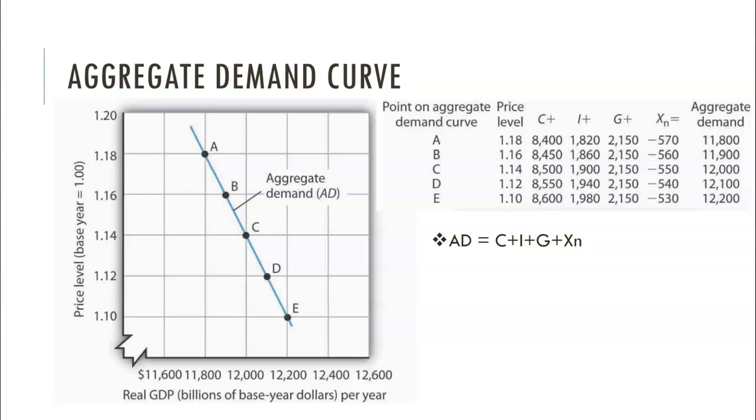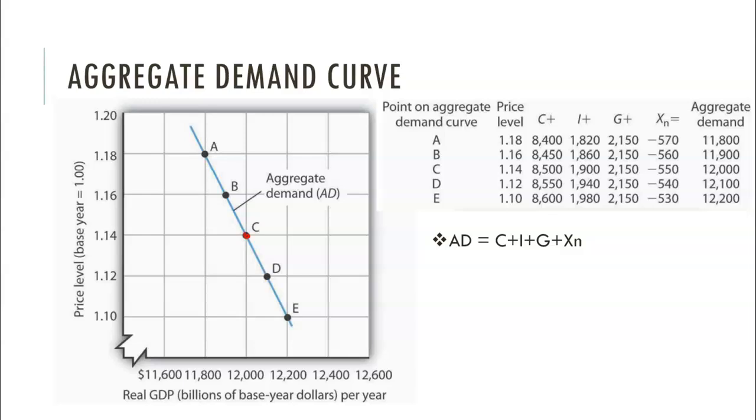So here's what our aggregate demand curve looks like. It's a downward sloping curve, just like our regular demand curve from chapter 3, individual market demand. Here, instead of prices, we have price level. This is going to be some sort of price index usually. And in this case, our base year price is 1. So 1.14 at point C means we've got some inflation, right? 14% inflation. Okay, so this is representing a price level.